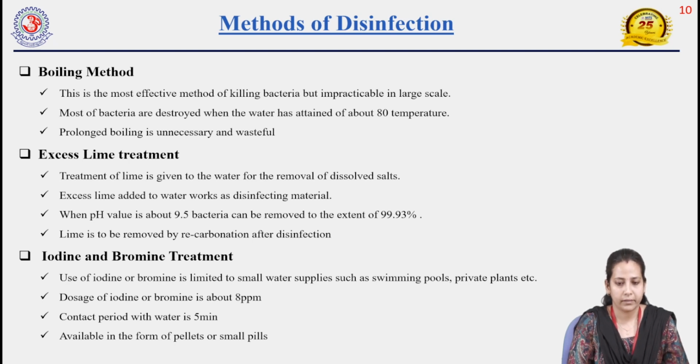The next method is the excess lime treatment. Here we are adding lime to water to remove the dissolved salts, like calcium, and magnesium in the carbonate and bicarbonate forms. That can be removed by using lime. Excess lime added to water works as a disinfecting material, and pH is about 9.5. Bacteria can be removed up to 99% in this case, and the lime is to be removed by recarbonation after disinfection. Excess lime is also harmful to our health.